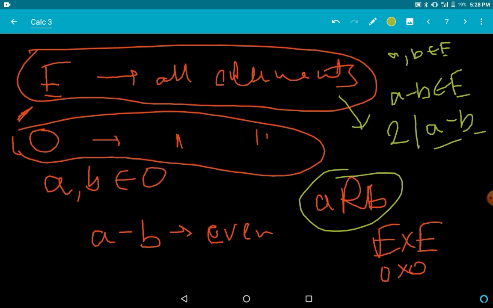Now if a and b belong to the odd set, then a minus b will be even, so 2 divides a minus b here also, so a and b are related. So all the elements in the even set are related to each other, and all the elements of the odd set are related to each other.